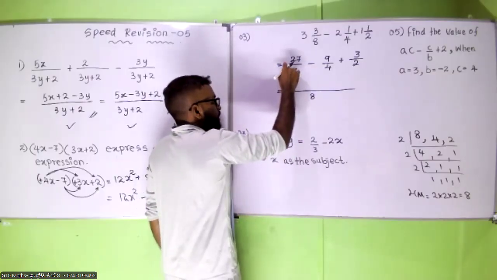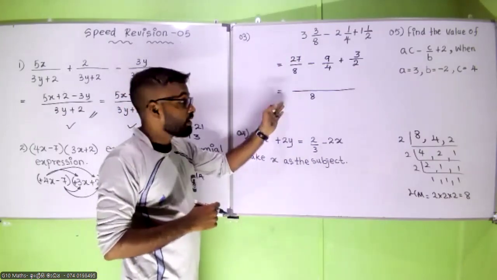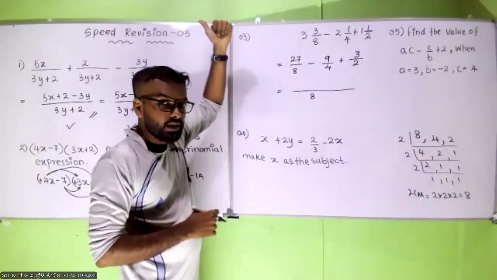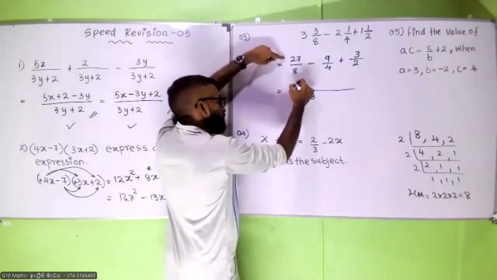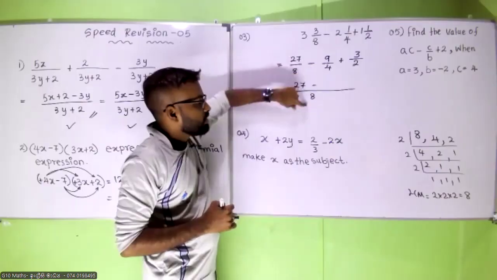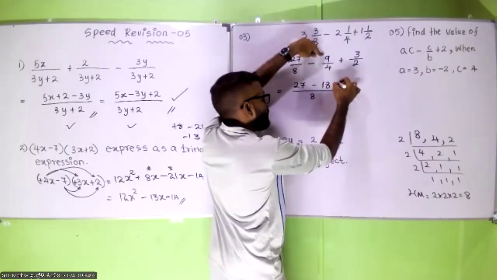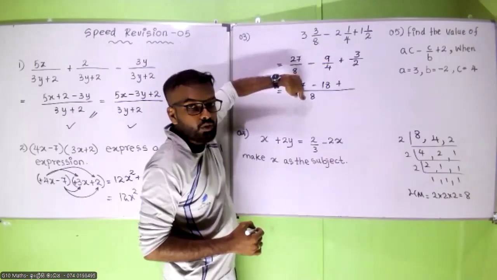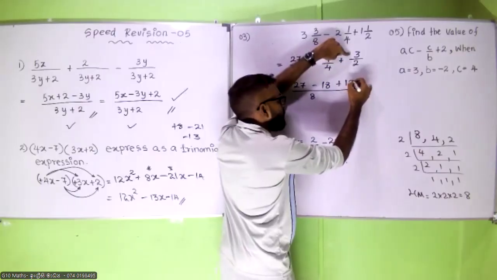So here you have 8. How many 8s are there for 8? I am using my way, not the traditional way, the thing I told you earlier in the perimeter lesson. How many 8s are there for 8? 1. 1 times 27, 27. Minus. Here you have 4. How many 4s are there for 8? 2. 2 times 9, 18. Here you have 2. How many 2s are there for 8? 4. 4 times the numerator, 4 times 3, 12.